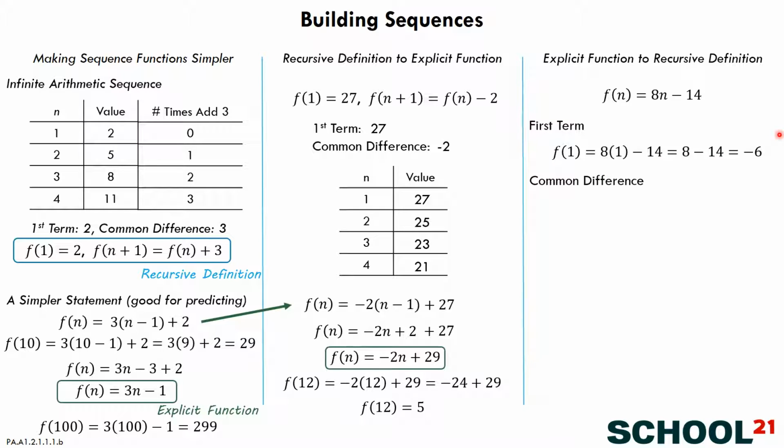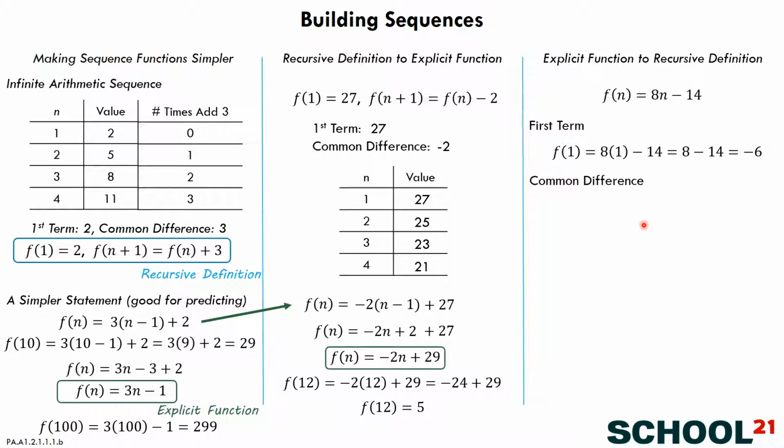So you did something that most people do, is you think that for some reason it's going to be this number over here that is the first term, but don't get fooled by that. What you actually have to do is put your 1 in for your n. Okay? So our first term is negative 6.